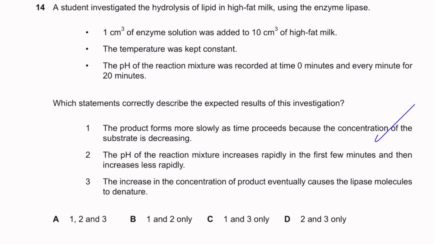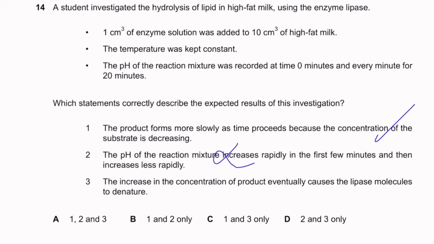The pH of the reaction mixture increases rapidly in the first few minutes, and then increases less rapidly. Actually, with this type of reaction, the hydrolysis of lipid in milk, lipid is supposed to be broken down into fatty acids and glycerol. Fatty acids are acids, and acids decrease the pH of surroundings, and therefore pH should decrease, not increase, and so it's wrong. The increase in concentration of product will eventually cause the lipase molecules to denature.